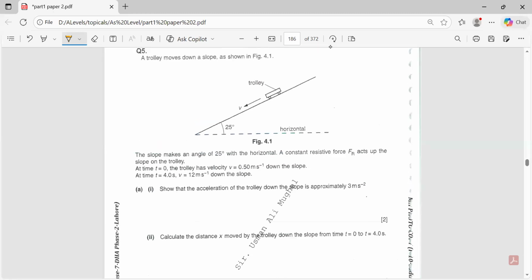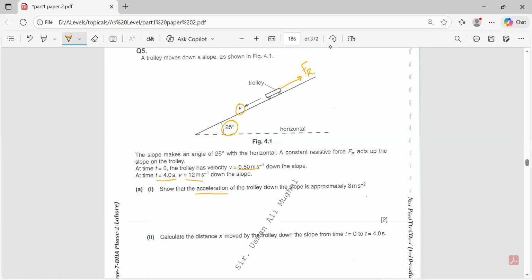So question number 5: a trolley moves down a slope. There's a trolley which is moving down with a velocity of v, as shown in figure 4.1. The slope makes an angle of 25 degrees with the horizontal. A constant resistive force acts up the slope on the trolley, so there is a resistive force named Fr acting on the trolley. At time t equals 0, the trolley has a velocity of 0.5 down the slope, and at time t equals 4 seconds, the trolley has a velocity of 12 meters per second down the slope.